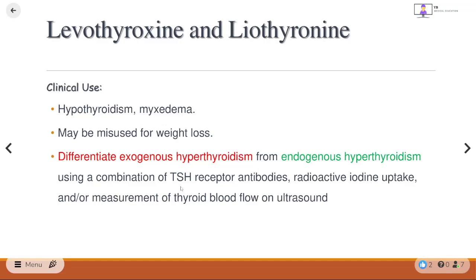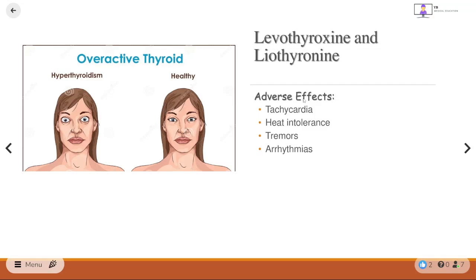On the other hand, if somebody has Graves' disease, he will have positive TSH receptor antibodies, which will be endogenous hyperthyroidism, not exogenous. So what are the adverse effects? Of course, tachycardia, heat intolerance, tremors, arrhythmia, which is basically the symptoms of overactive thyroid.